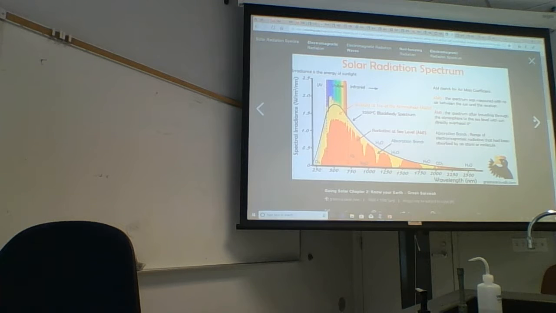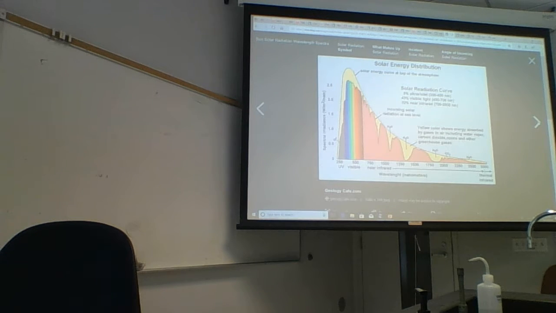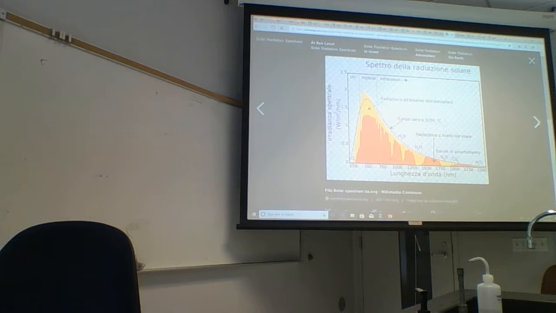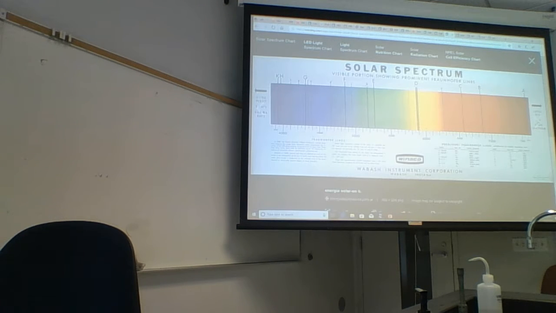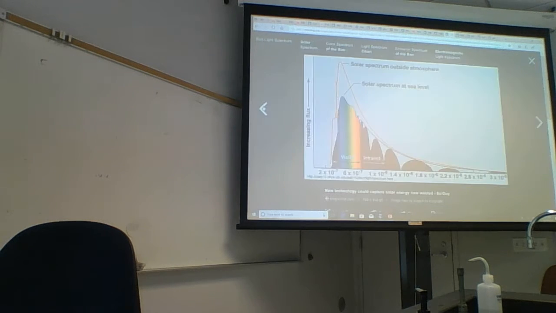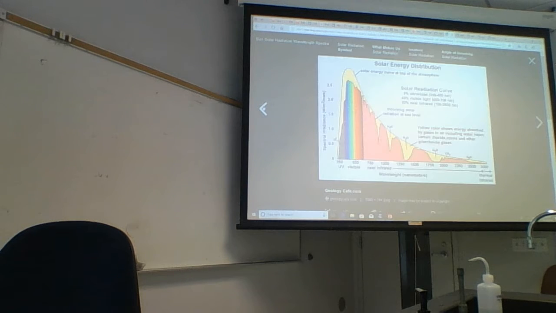What about a light bulb? What does a light bulb look like? Well, here's another picture of the solar spectrum. Pretty much the whole rainbow of colors is emitted.